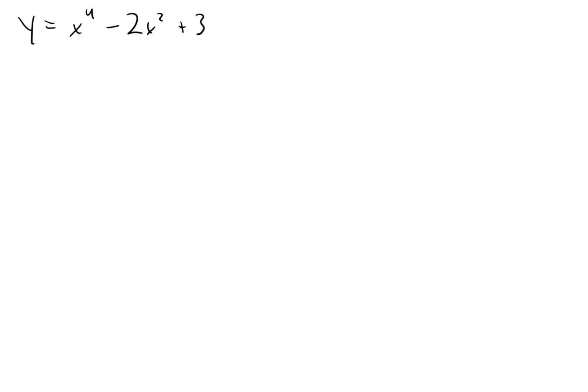Alright, determine the points, if any, where the graph of this function has a horizontal tangent line. So the tangent line is going to be the slope of this function, and to have a horizontal tangent line, well, horizontal lines have a slope of 0. So I'm really interested in when does the derivative equal 0? When does the tangent line have a slope of 0?